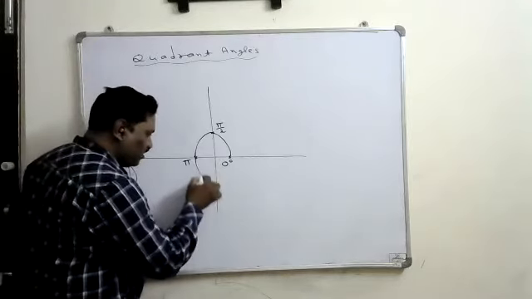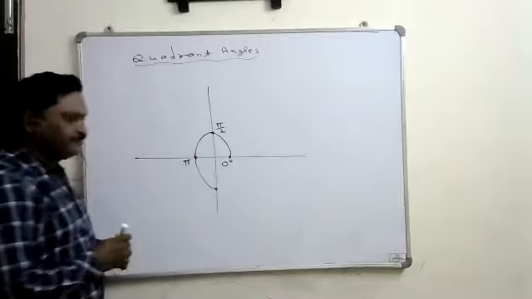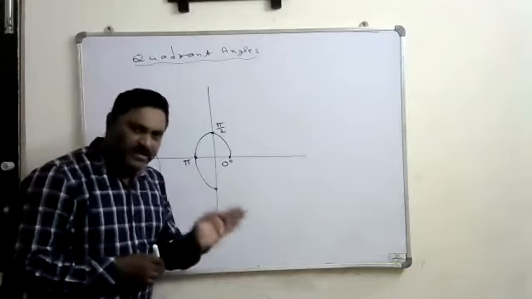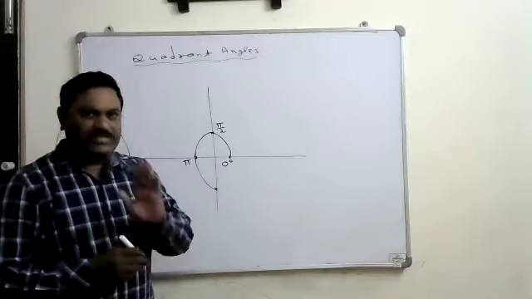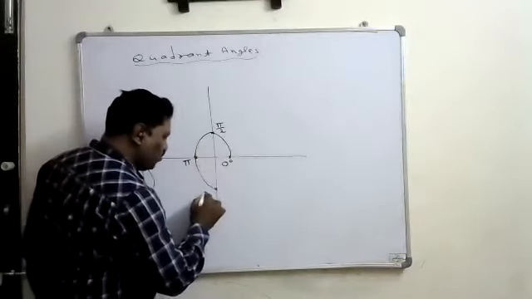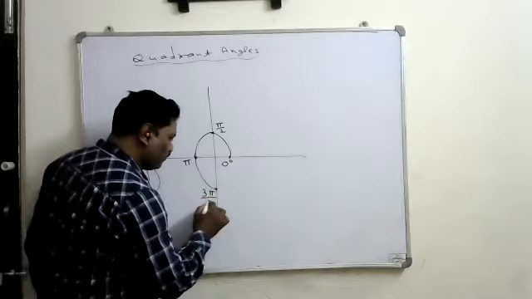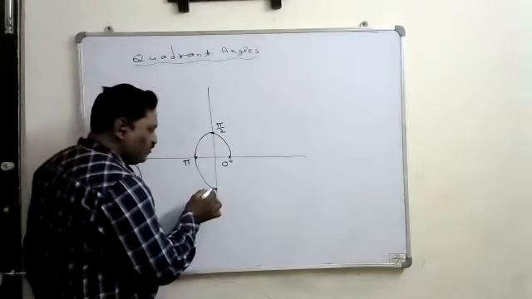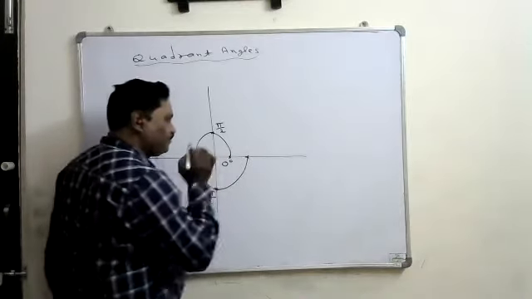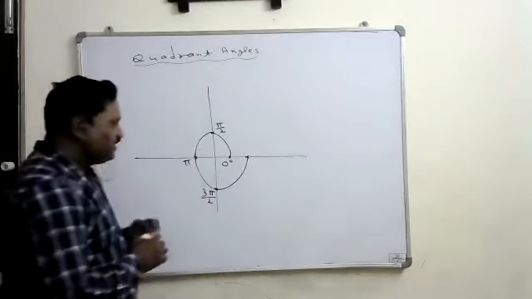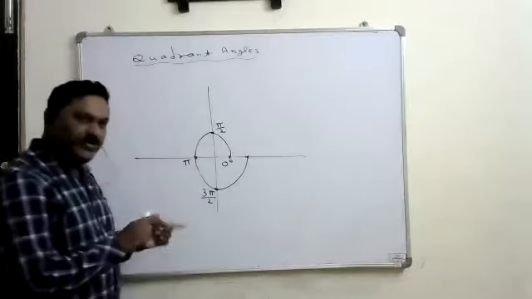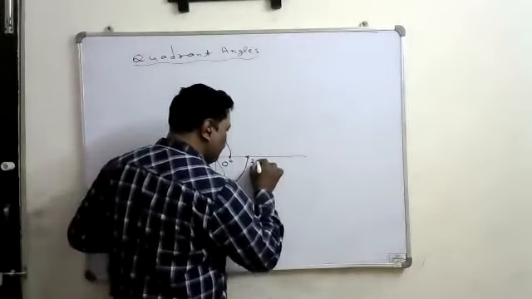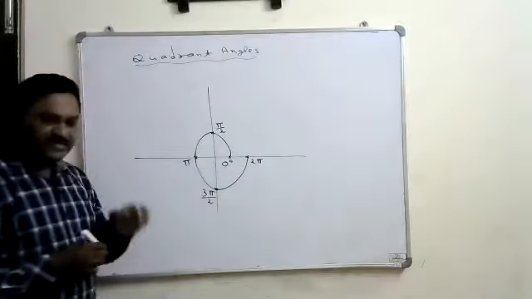From this, if I move further, up to here, what is this angle? 270. 270 means you can write 3 into 90. 3 90s are 270, where 90 means pi by 2, so you can write 3 pi by 2. That is 270. From this, if I move further, up to here, 360. 360 means you can write 2 into 180, where 180 is pi, so it is 2 pi in radians.